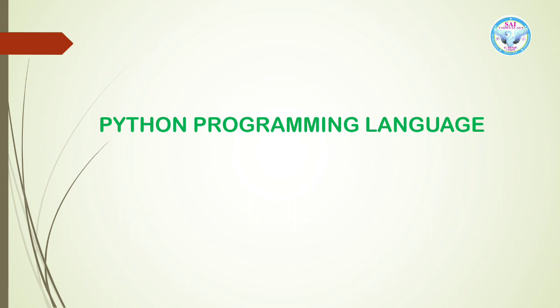Now, to write a program, we need a language. Say, for example, if we want to communicate, we need a language. Suppose I want to talk to you, I use English, either English or Tamil. Likewise, to communicate with the computer, we need a language. So, now in 11th standard, we are going to learn this Python programming language.